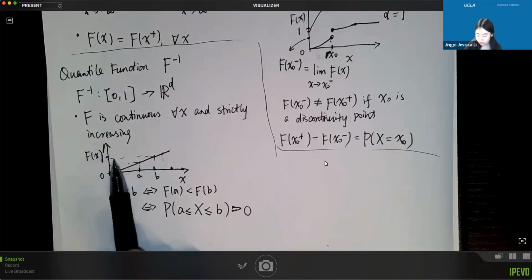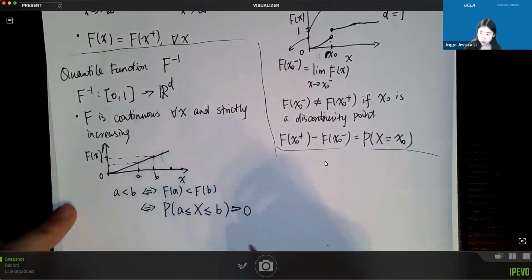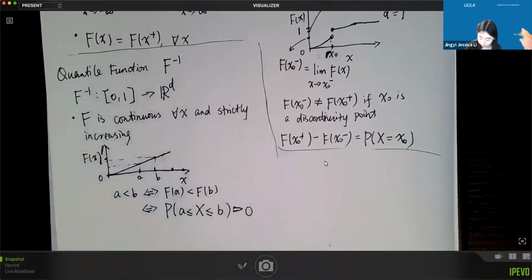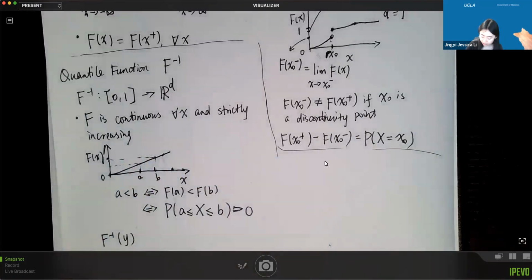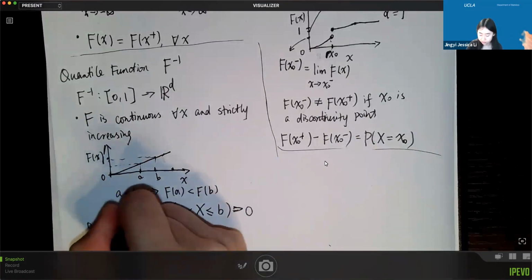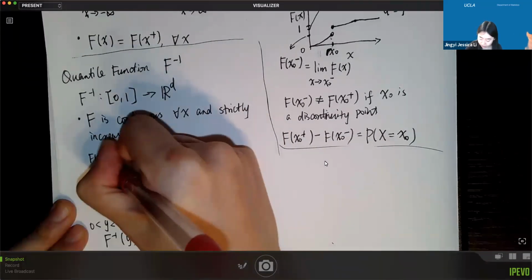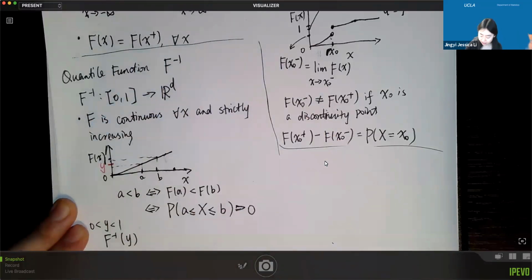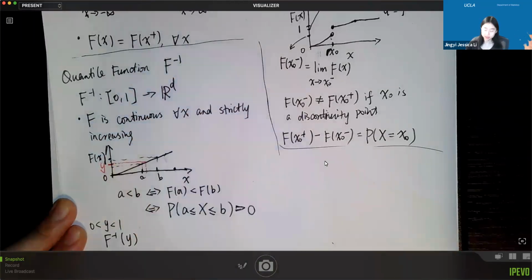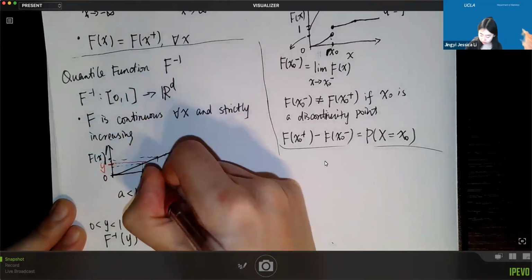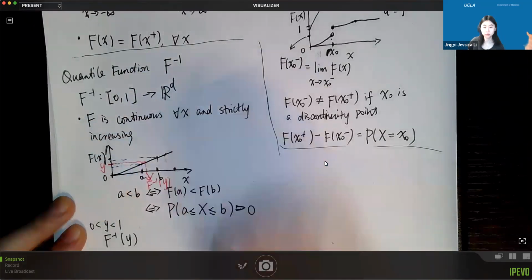So here the inverse would just be defined as, I'm using another color pen. If you want to map, say, what is the inverse of y? Let's say y lies between 0 and 1. Then I just point my y here, right? And I find the corresponding value here. And this would be what I call F inverse y. That's it.